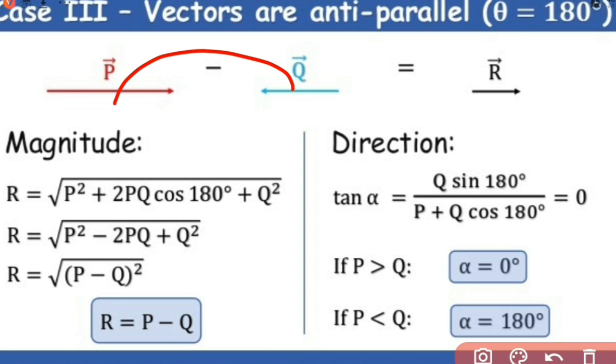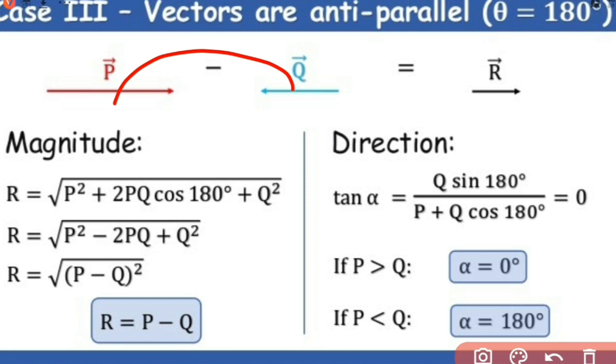Now applying the law of cosines, r is equal to root of p square plus 2pq cos 180 plus q square. Cos 180, as you know, is minus 1. So we have root of p square minus 2pq plus q square. You know that is the expansion of p minus q whole square. So r becomes root of p minus q whole square, or r is equal to p minus q.